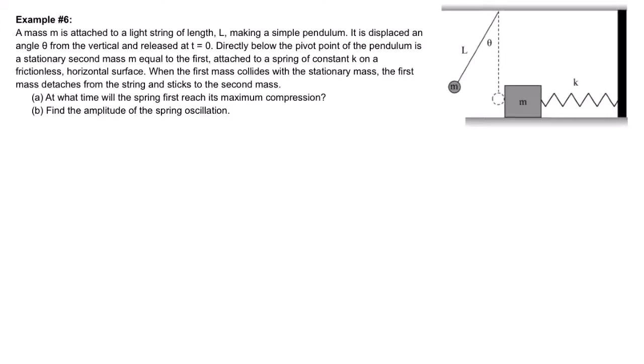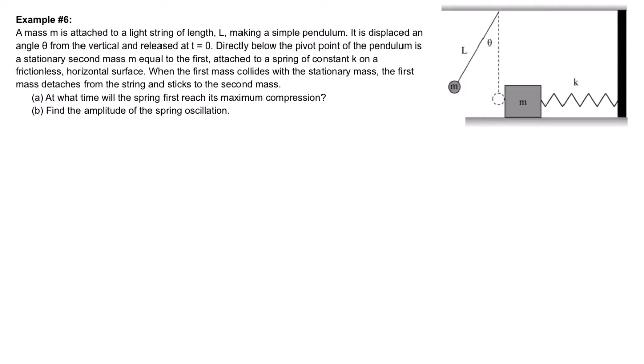All right, this here is our last example for the notes packet. This one is going to be pretty AP-esque, if you ask me. It's got some variable manipulation, working with those variables, and it's got a lot of good physics here connecting to simple harmonic motion. All right, we've got a pendulum with a mass on the end with length L.